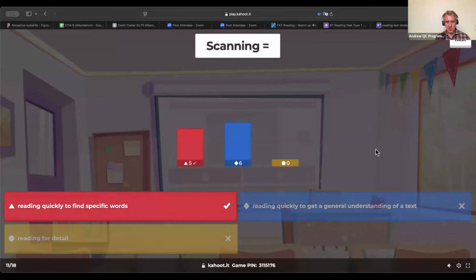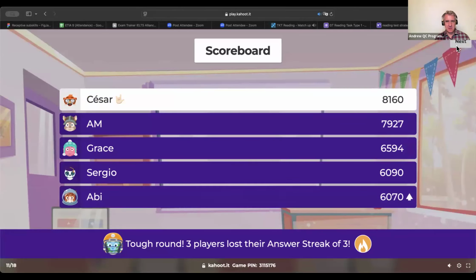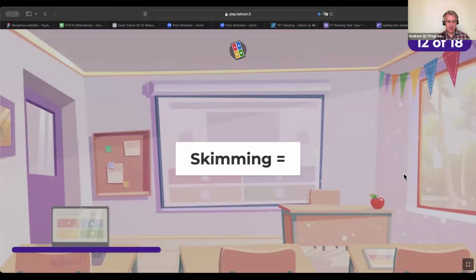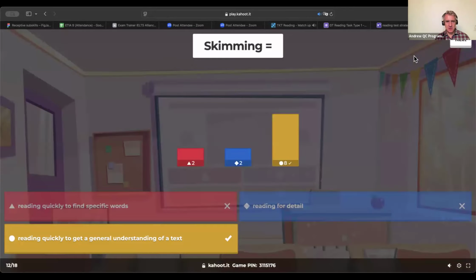Reading quickly to find specific words. Like you're reading a train timetable and you're trying to find the time of the next train to Querétaro, right? Like leaving tomorrow morning. So you read quickly and find it. All right. Skimming. Yeah, general understanding.